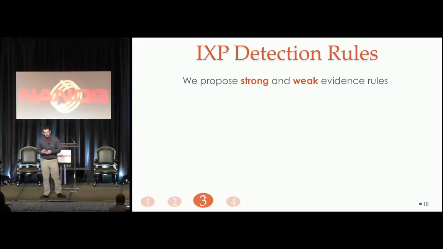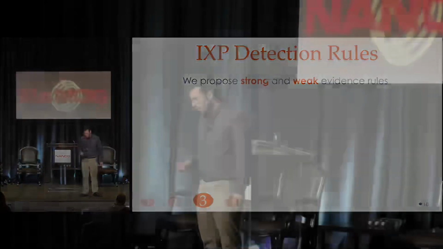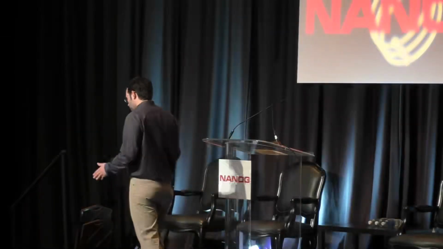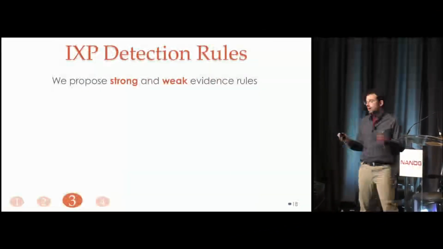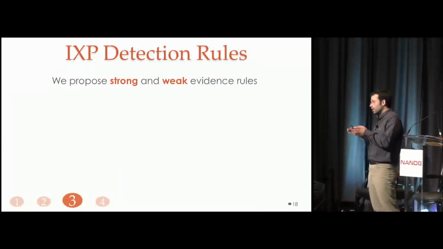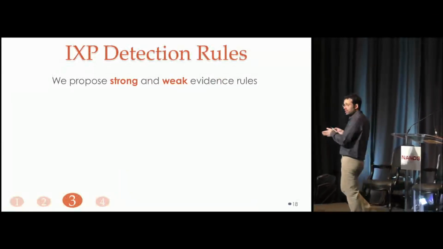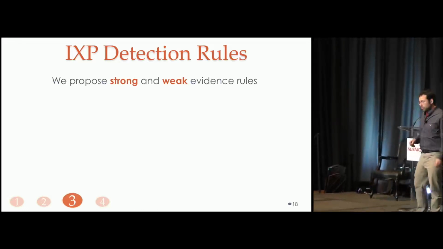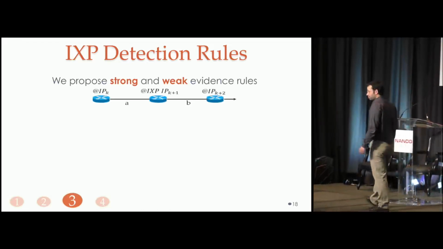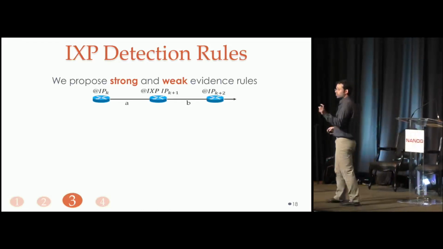Of course, taking into account our methodology, you noticed that to infer these crossing links, we have to do 2 main things. The first thing is to check what information we have and also what requirements are satisfied. So, for this reason, we formulated various IXP detection rules, and we split them into 2 groups, strong and weak evidence rules. To better understand these rules, let's see some examples.